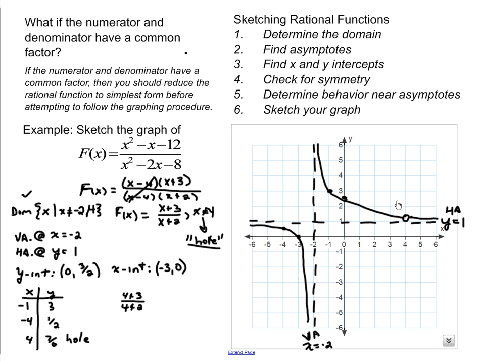So we have this hole, and we should label it at the point 4, 7/6. And that's the way that we'll refer to it. A hole in the graph at the point 4, 7/6. And so this is what our graph will look like.